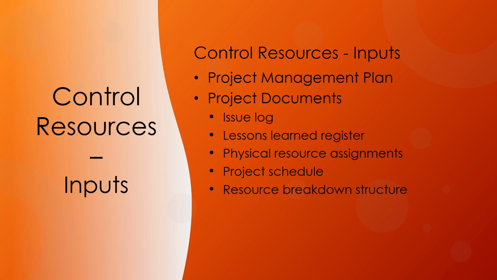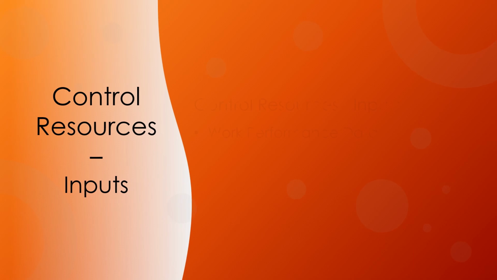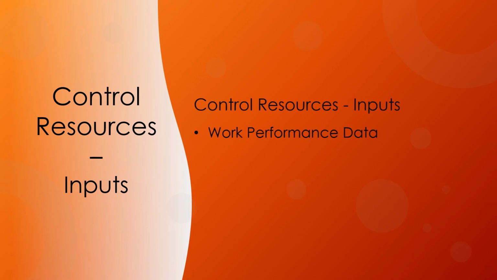Resource breakdown structure. The resource breakdown structure provides a reference in case any resource needs to be replaced or reacquired during the course of the project. Resource requirements. Resource requirements identify the needed material, equipment, supplies, and other resources. Risk register. The risk register identifies individual risks that can impact equipment, materials, or supplies. Work performance data contains data on project status, such as the number and type of resources that have been used.